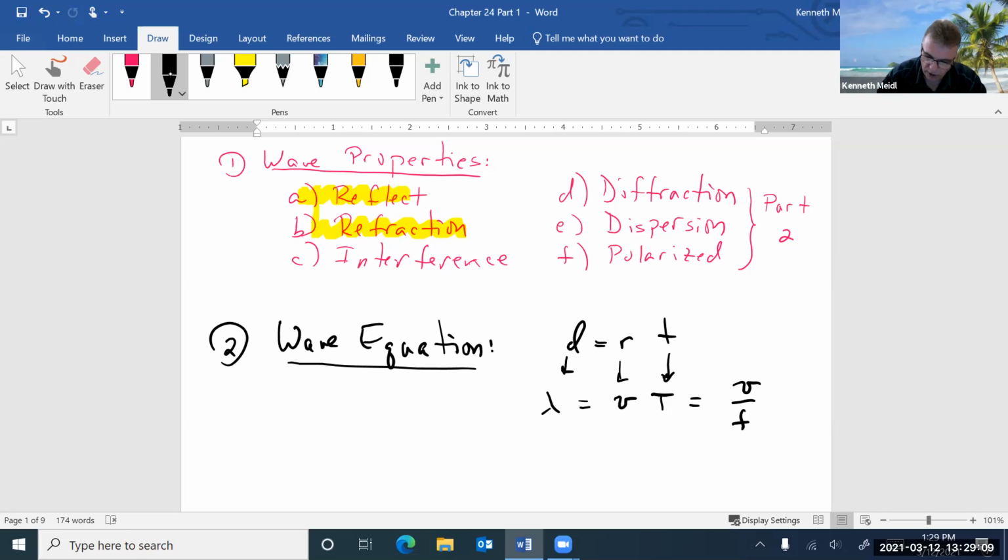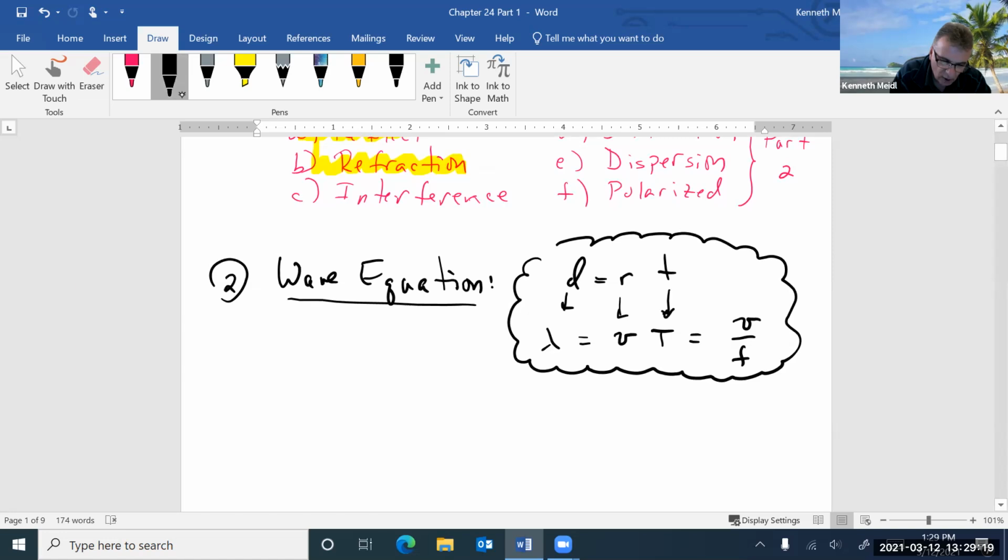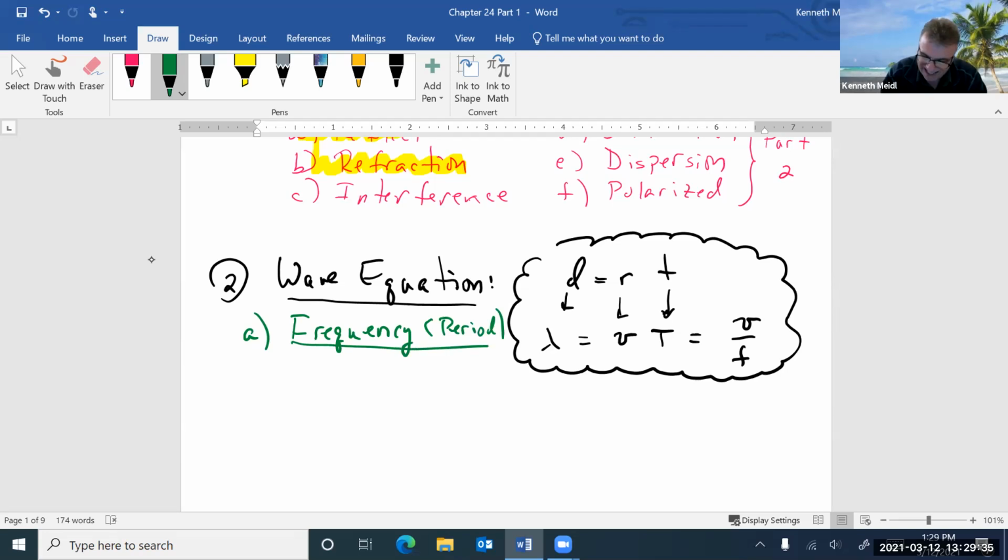So you've got this wave equation, and what it really tells you is that there are just a few things to pay attention to. One of those things happens to be the frequency or the period, because they share the same information. So the frequency is really dependent on the source of the wave only, right? And that's all it really depends on.